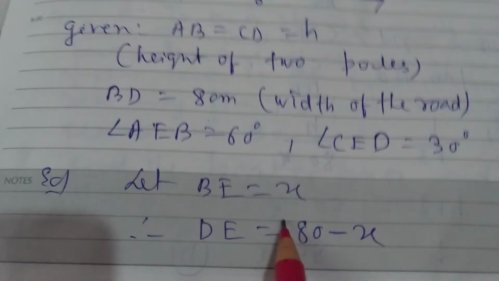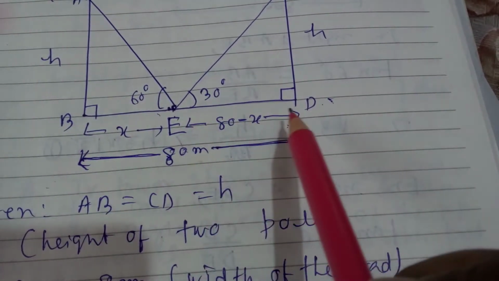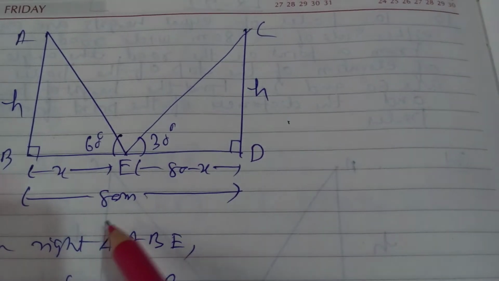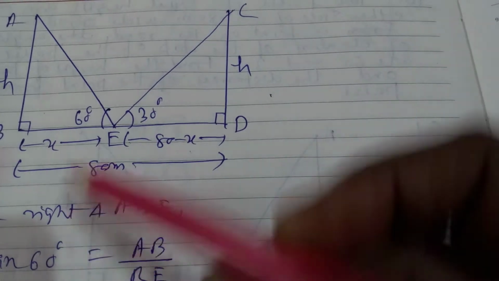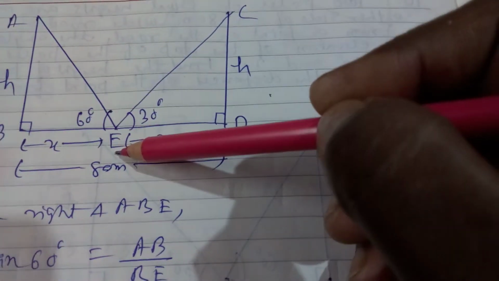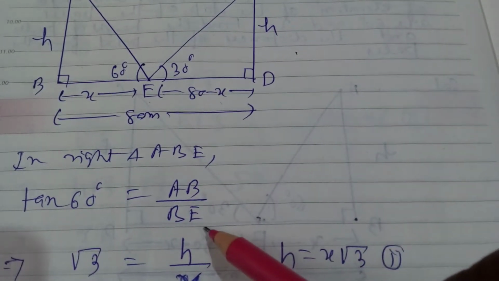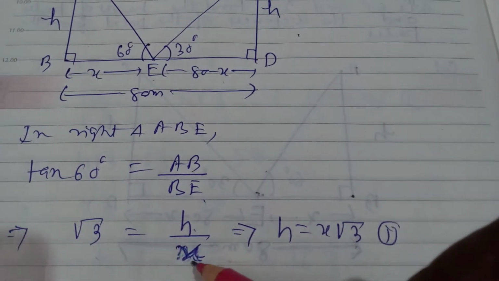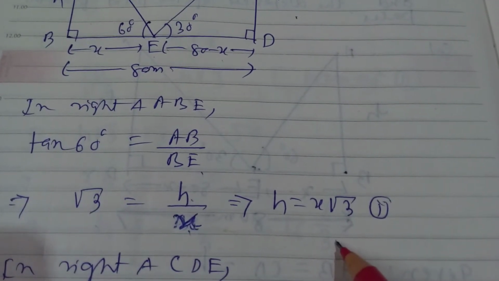Let BE equal to X, I have taken. So DE equal to 80 minus X. Okay, now I have drawn the figure again. Now BE equal to X and DE equal to 80 minus X, and in right triangle ABE, tan 60 degrees equal to AB by BE. The value of tan 60 is root 3. So root 3 equal to H by X. So H equal to X root 3 by cross multiplication.